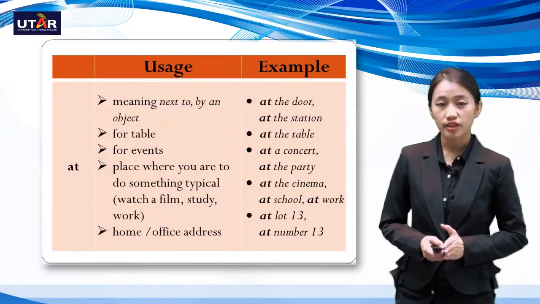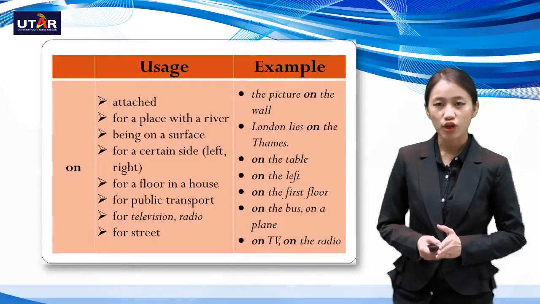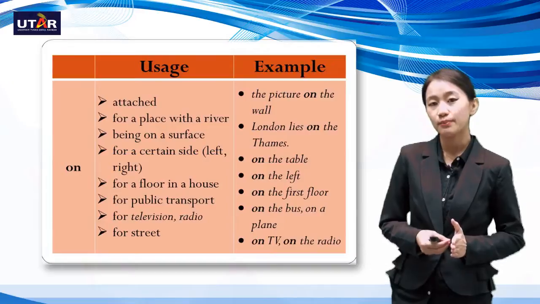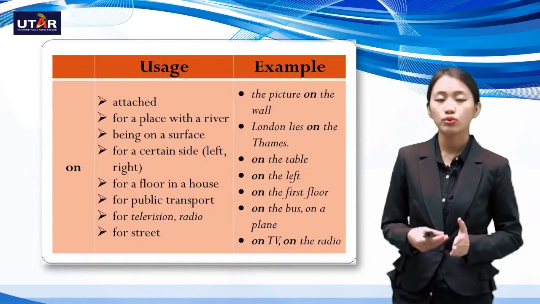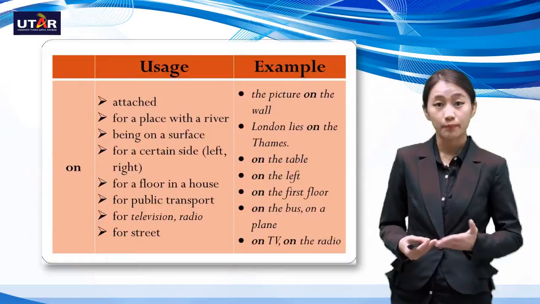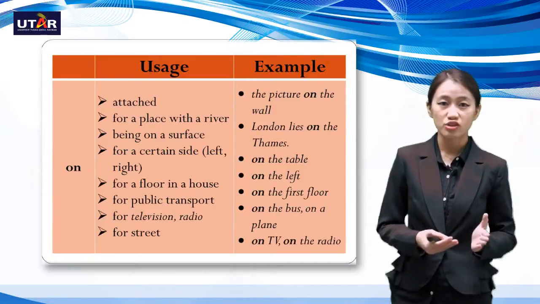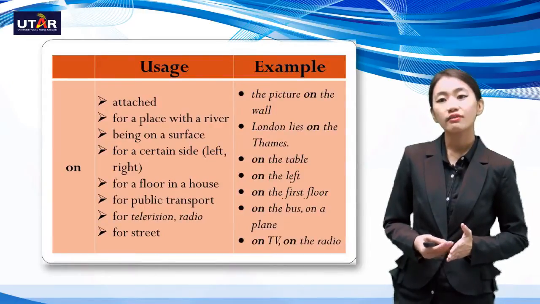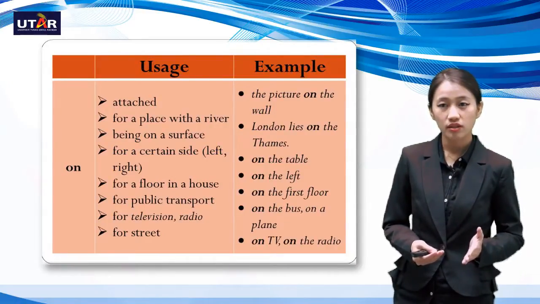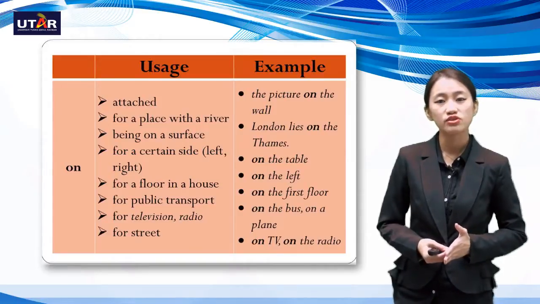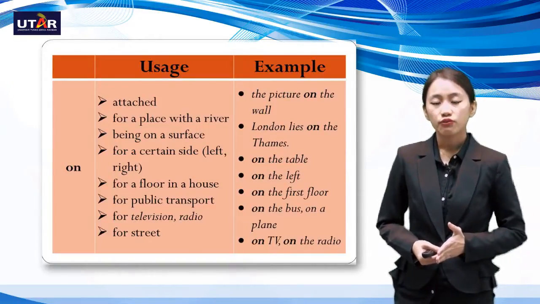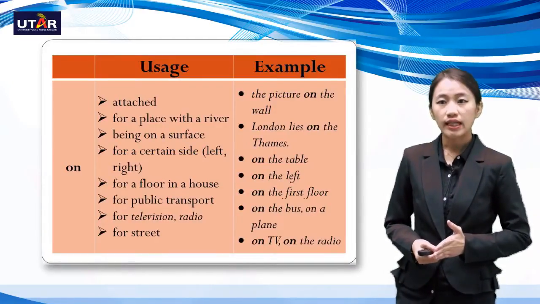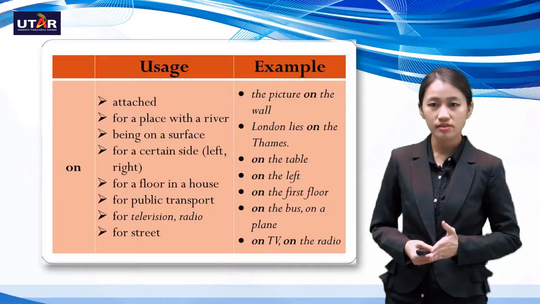The next preposition is on. Now the usage of on would be attached. So it means that if something is attached to another thing, usually of course it will be pictures. Pictures are attached to the wall. So we don't use the word attach. Instead, we would say the pictures on the wall. So the example here, the pictures on the wall. For a place with a river, we also use on. London lies on the Thames.